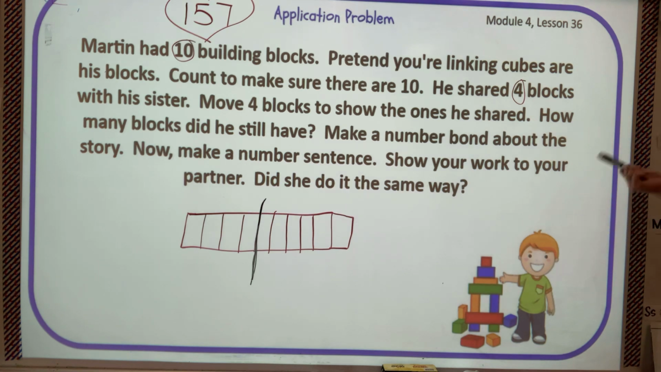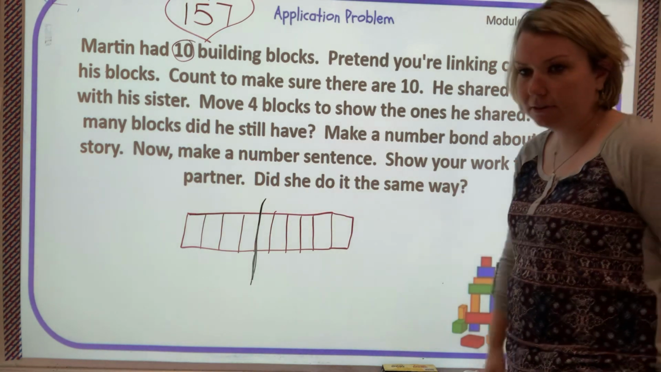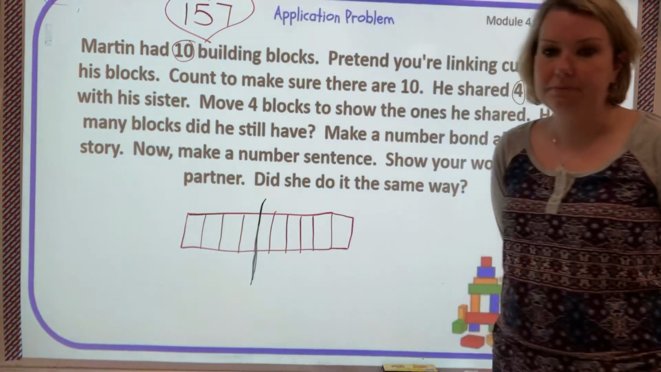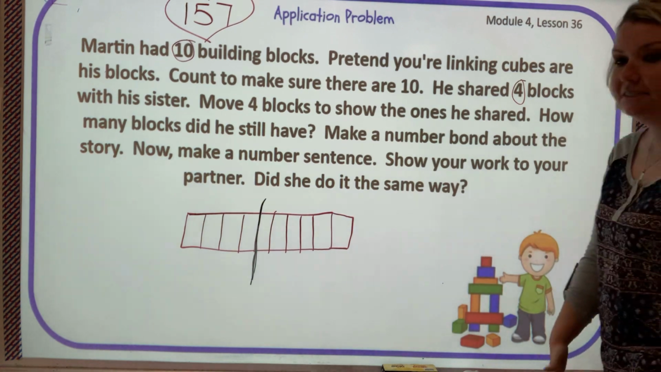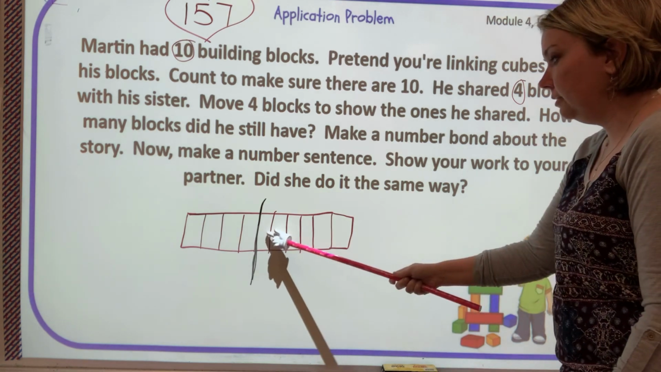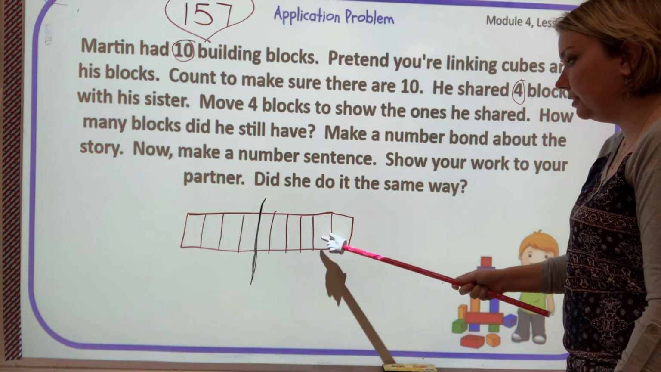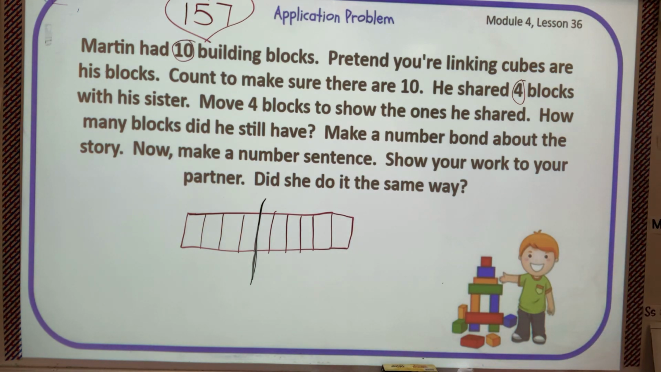How many blocks does he still have? Show me with your fingers. How many blocks does he still have? Not 5. How many blocks does he still have? I see a lot of friends showing me 6. Let's see. 1, 2, 3, 4, 5, 6. 6 blocks.